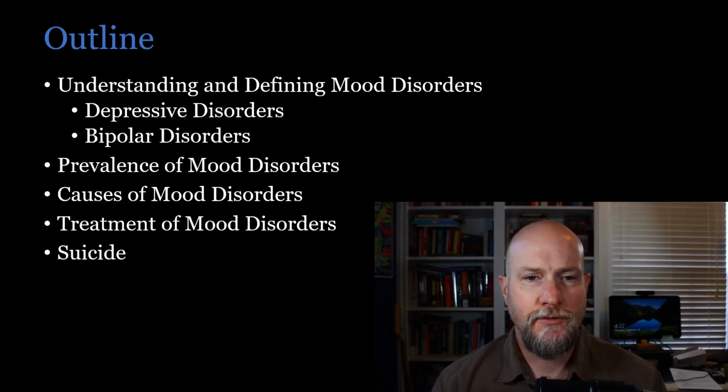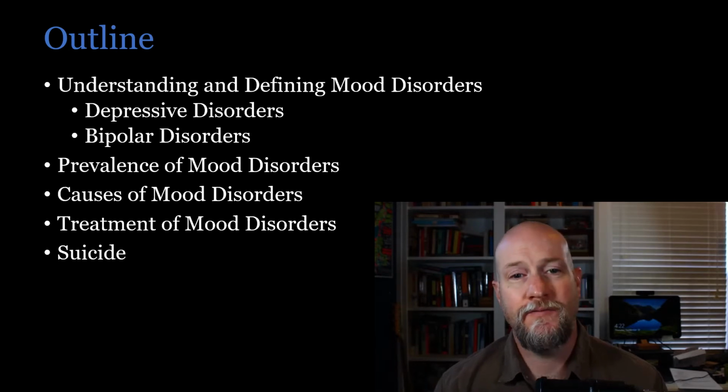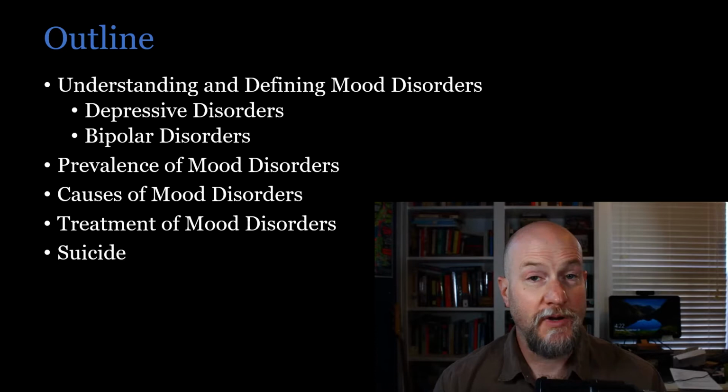We're going to first start off by just understanding what we mean when we use the term mood disorder and defining the basic types of disorders within this category within the DSM-5. So we're really talking primarily about the dichotomy of depressive disorders and bipolar disorders. We're going to talk a little bit about the prevalence of these various subtypes of mood disorders. We're going to talk about the likely causes based upon our integrated theory we've been talking about.